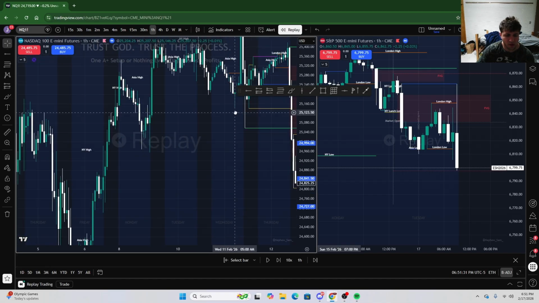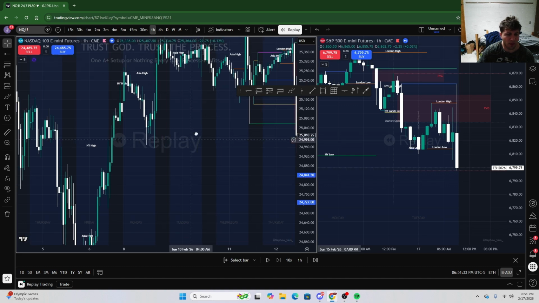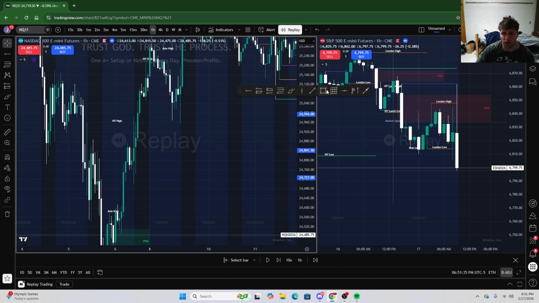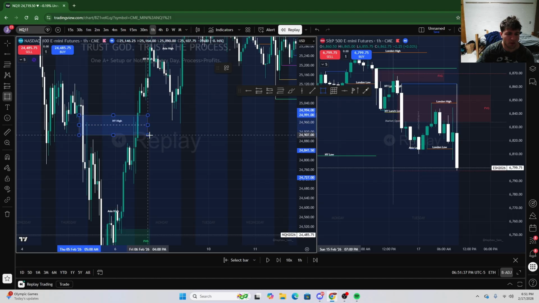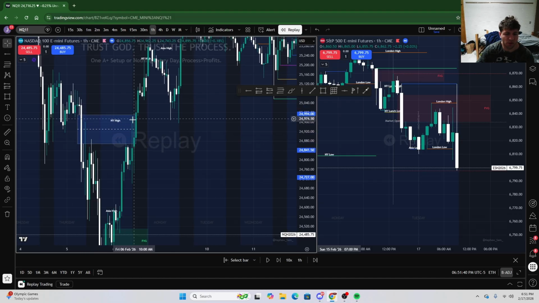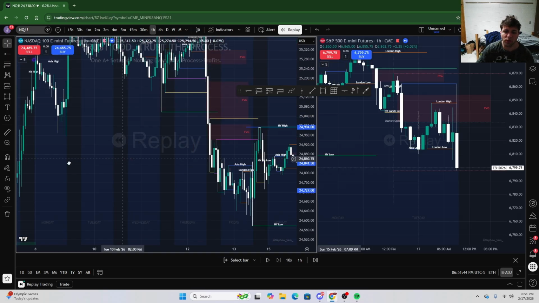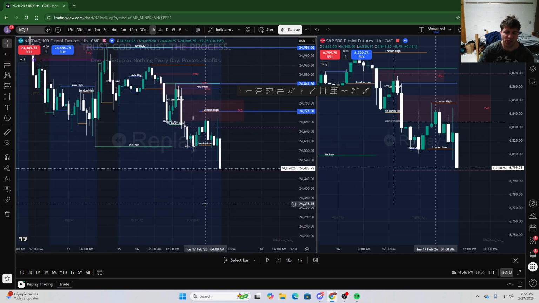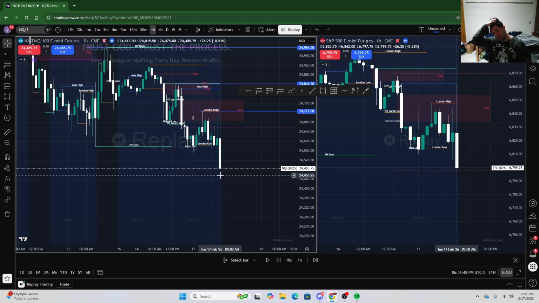Let's see. I'm trying to look for an example. Like this is an intermediate high. We come up, we take it out, and then we get a reaction off of it. Shit like that. So we're almost always going to get reactions, but if it's just any random low and it's not a swing low inside that gap, then that is not an intermediate high or low.